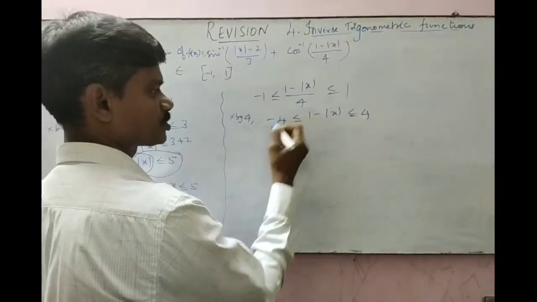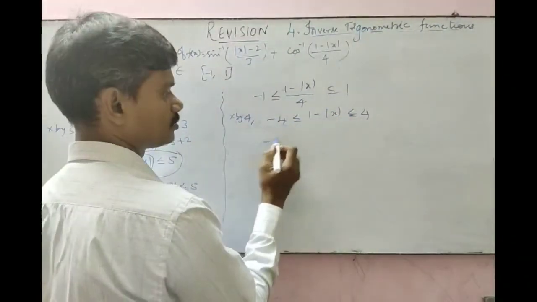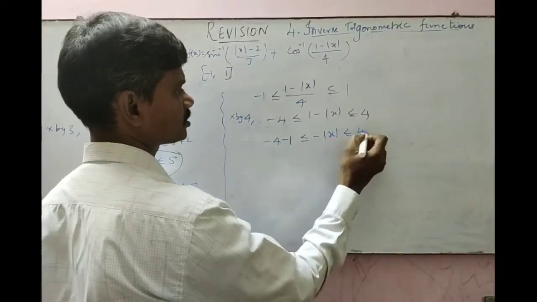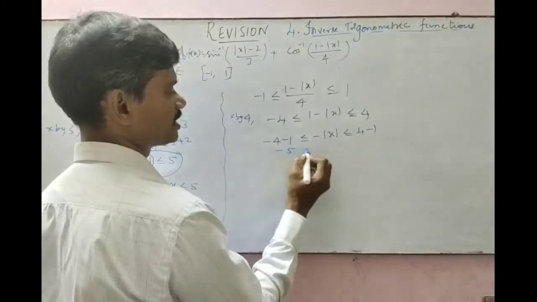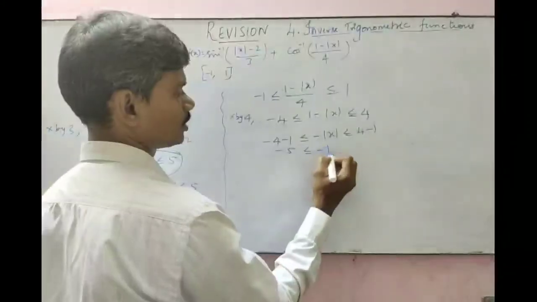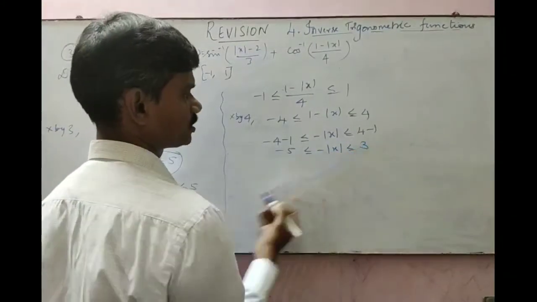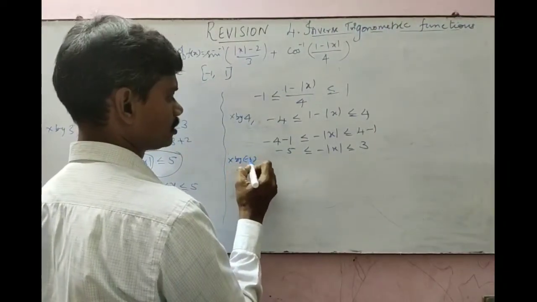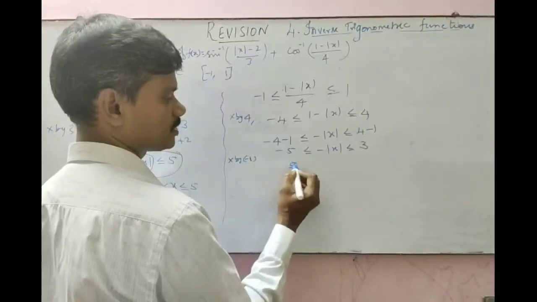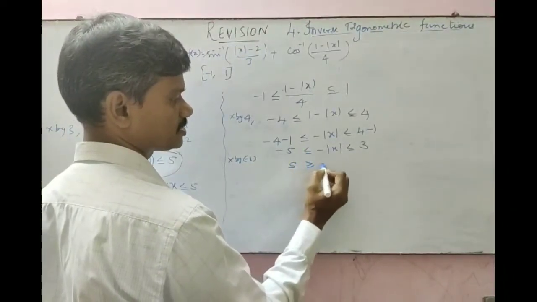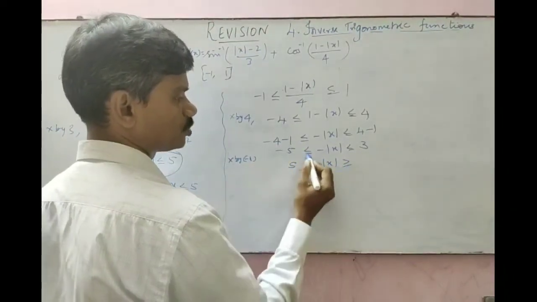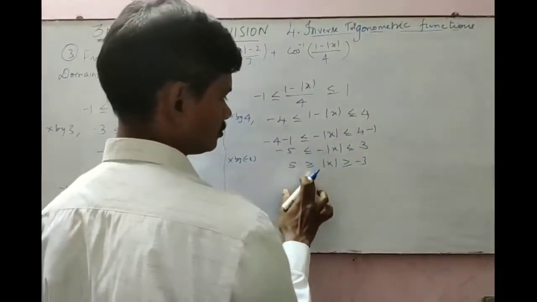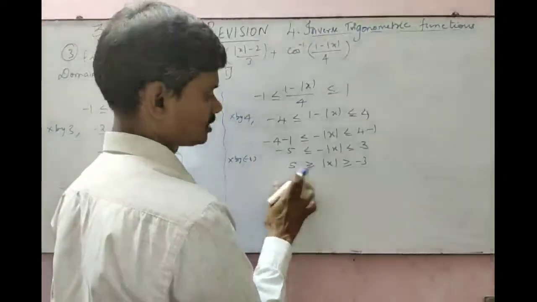Then I am going to transpose this 1 to the left and right side. Minus 4 minus 1 less than or equal to minus modulus of x less than or equal to 4 minus 1. Minus 5 less than or equal to minus modulus of x less than or equal to 3. If I multiply with minus 1, minus 5 becomes plus 5. The inequality changes, less than becomes greater than.